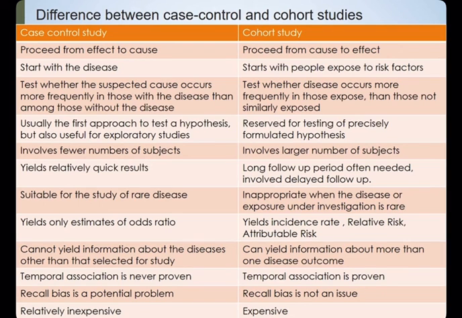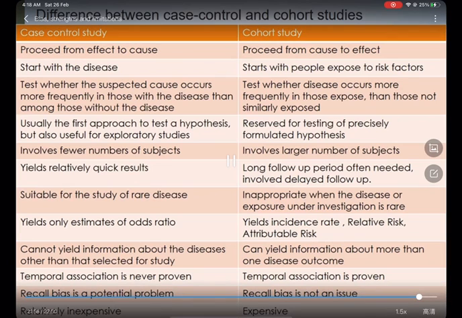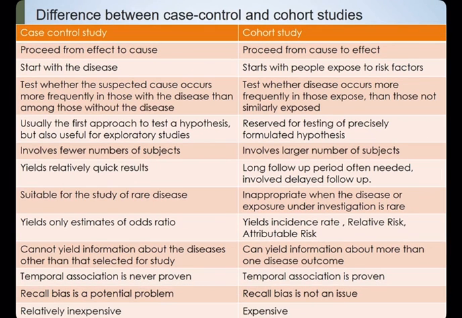So the case control study is very suitable for the study of rare diseases, while a cohort study is inappropriate when the disease or exposure under investigation is rare. In the case control study, we calculate the odds ratio, and in the cohort study, we can calculate the relative risk, absolute risk, and also incidence rates. The case control study cannot yield information about diseases other than the one selected for the study, while a cohort study can yield more than one disease outcome.